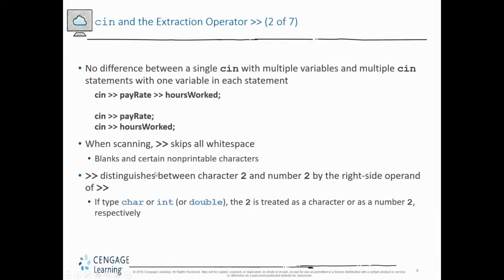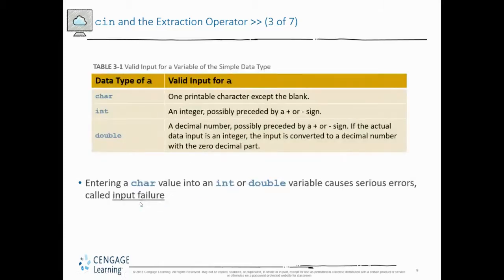All right. Now, remember I talked about character 2 and the number 2, right? So obviously, the right side operand is the variable. If we have a variable with a character 2, meaning a char, that should have a single quote, 2, single quote. The number 2 should be an int or a double, and it would not have a single quote on either side of it. So if the type is char or int or double, the 2 is treated as a character or as a number, respectively. And again, it depends on the variable, is all that means.